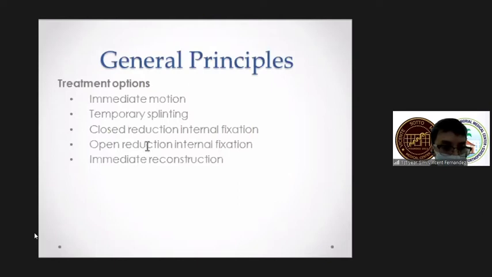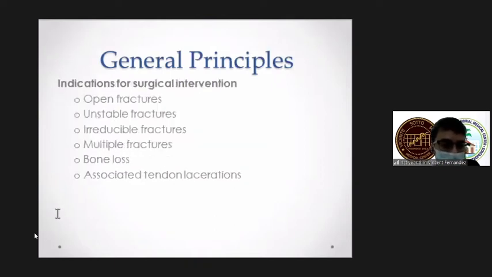Rotational malalignment, by the way, is an indication for non-operative versus operative management. Stability is defined as loss of reduction when the joint is moved at 30% of its normal function, and it is usually an indication for surgical fixation. So indications for surgical intervention include open fracture, unstable fractures as defined earlier, irreducible fractures, multiple fractures, bone loss, and associated tendon lacerations.